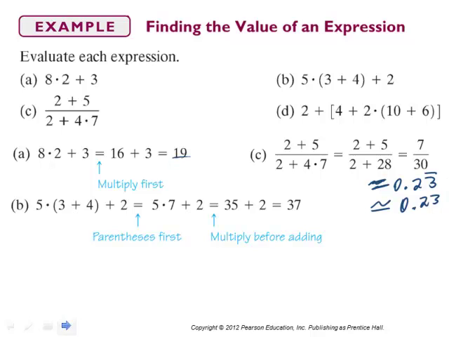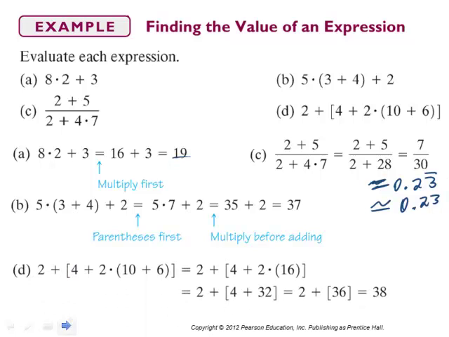All right, for part D of this problem, now notice in this expression right here, you've got two layers of grouping symbols. So do the innermost grouping symbol first. 6 plus 10 is 16. So there's your 16 there. 16 times 2 is 32.